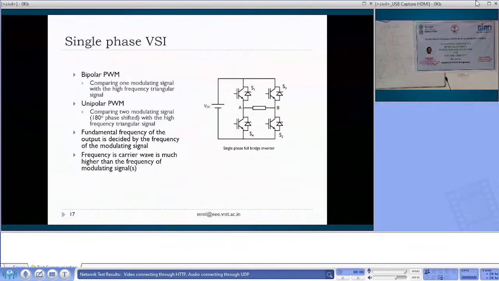Then you can also have VAB be 0 if S1, S3 are on, correct? Or the lower two switches are on, okay? Or even S4 and S2 are on, okay? You will get a 0 voltage.